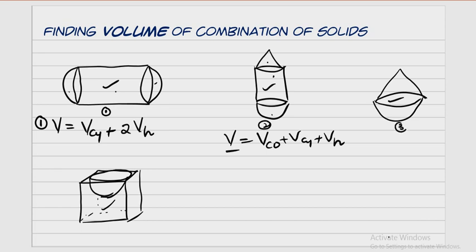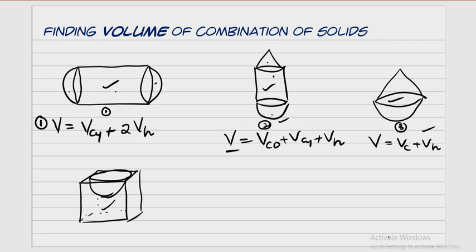The same way, for this figure the volume is given by volume of cone plus volume of hemisphere. So in these figures in the first row, the volumes are getting added up because we have different solids attached to each other.